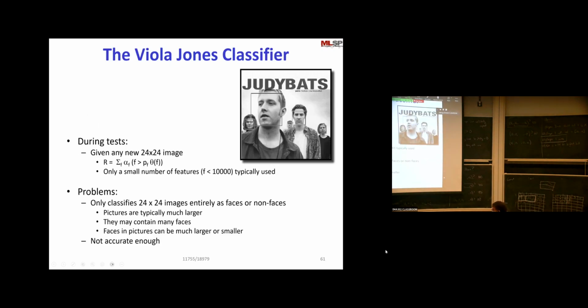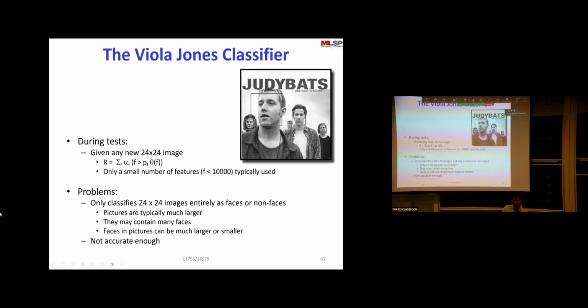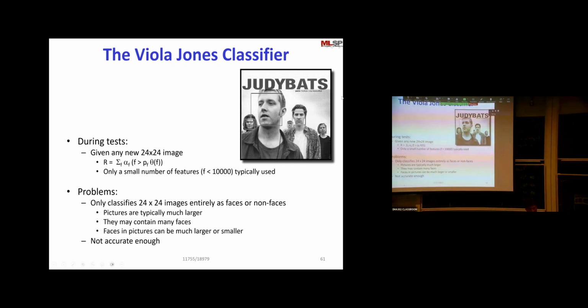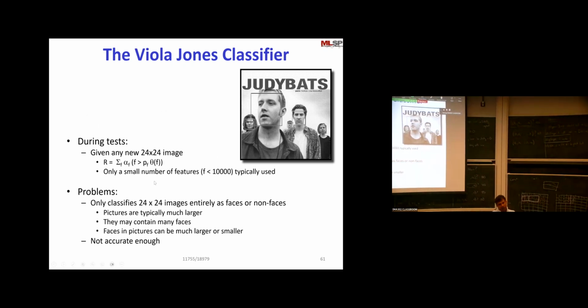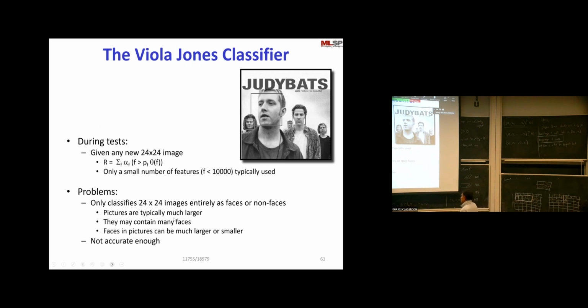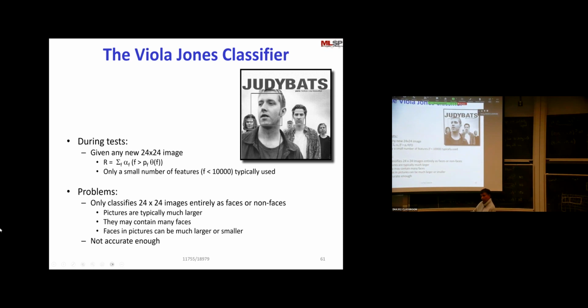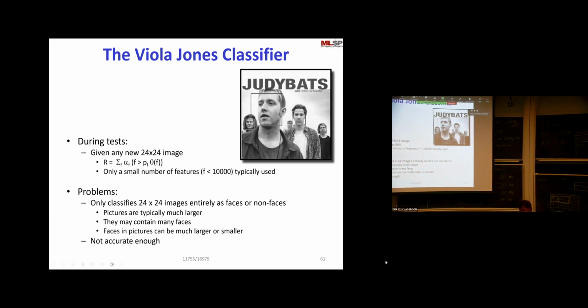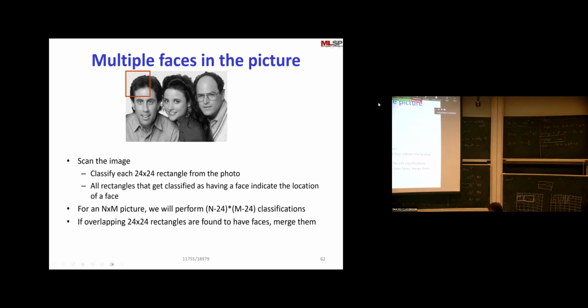So during test, given any new image, you've already trained your classifier. You're going to just scan, okay? And the thing is, this whole procedure only scans 24 cross 24 images. And pictures are much, much larger, right? So you have to scan, and you can have multiple faces in an image, and they can be at different scales. So just the simple matching doesn't do it. We have to do something more.